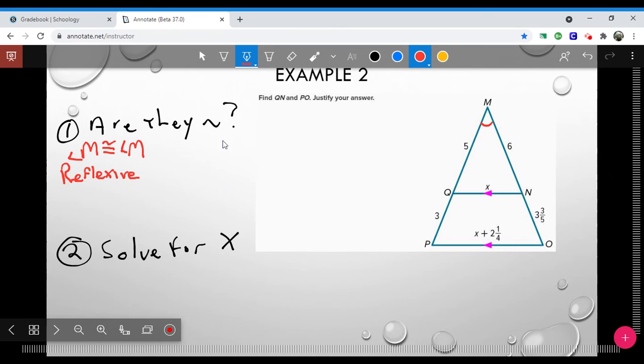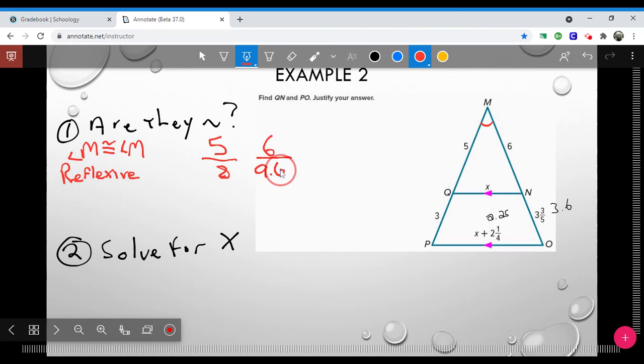So now let's compare the sides. 5 on the left of the little triangle compares to 8. And 6 compares to, now I would change this 3 3/5 to 3.6. 3 divided by 5 is 0.6. I just prefer to work with the decimal. Same thing here. I want to change that to 2.25. 1/4 is 0.25. And so I'm going to go over here and put 9.6.